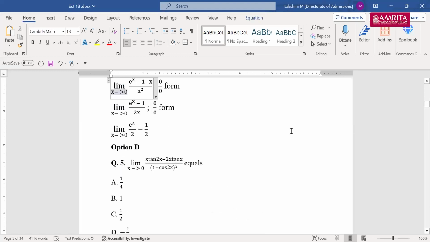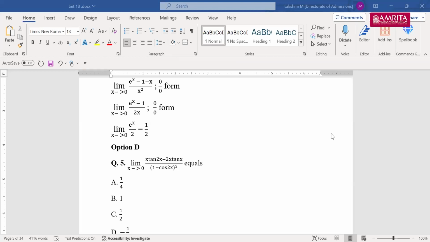Now, another question. Limit x tends to 0, (x tan 2x minus 2x tan x) by (1 minus cos 2x) the whole square. I want all of you to think in the same way that we have thought for the previous question, because it's just a little bit of difference in the terms that are given in this question.